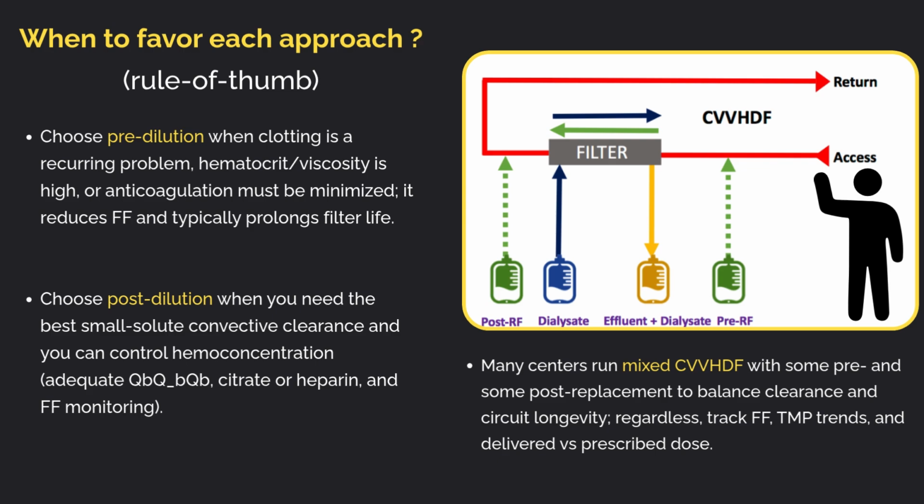On the other hand, choose post-dilution when you need the best small solute convective clearance, and you can safely control hemoconcentration with adequate blood flow, citrate or heparin anticoagulation, and careful monitoring of filtration fraction. Of note, many centers actually run a mixed CVVHDF setup, combining some pre and post replacement fluids to balance solute clearance with circuit longevity. No matter which approach you use, the key here is to keep tracking your filtration fraction, TMP trends, and the delivered versus prescribed dose, because that's what defines real performance, not just the numbers you see on the machine.